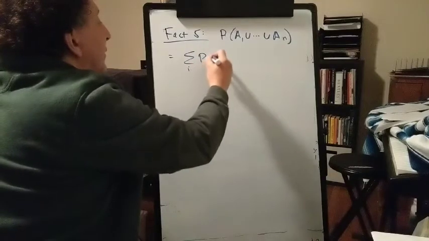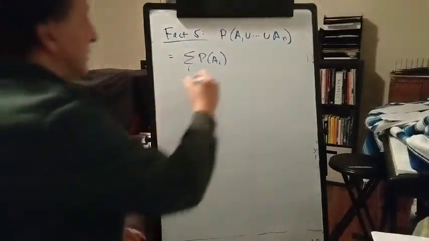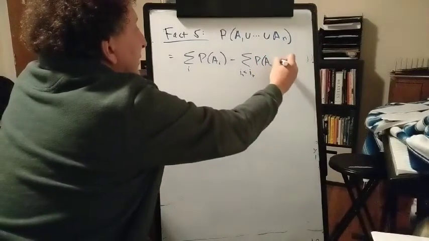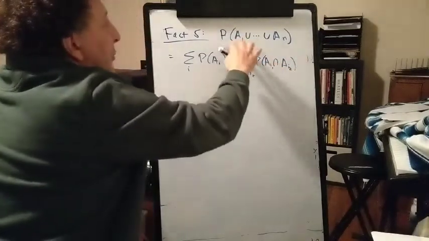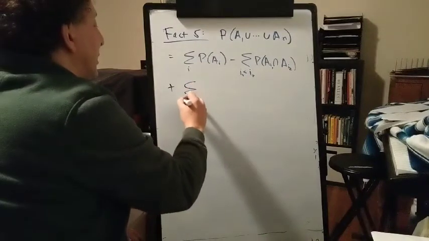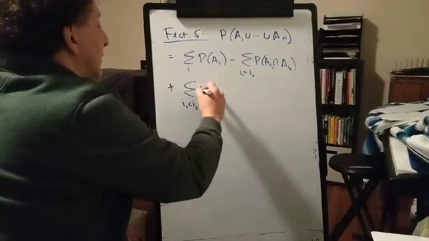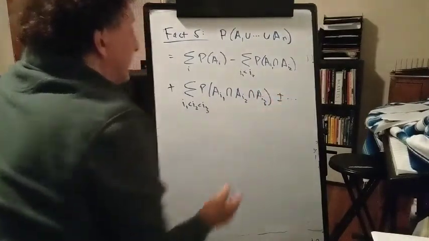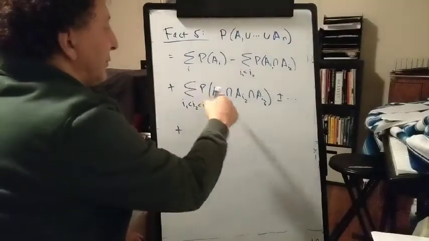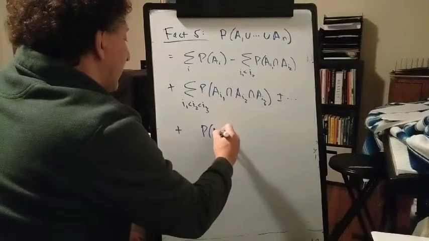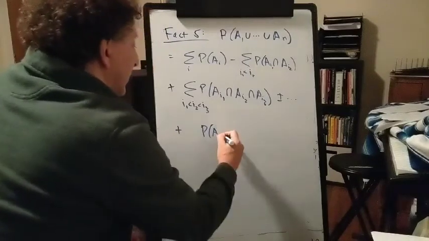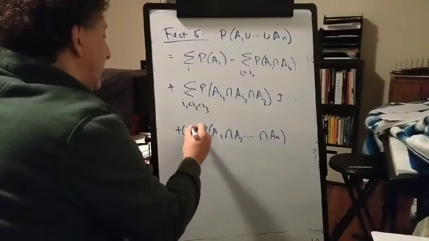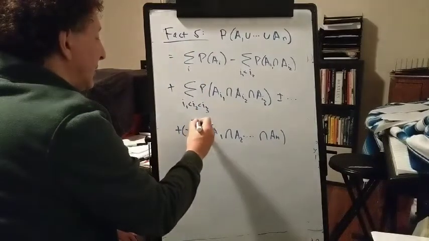This equals the sum of the probabilities of each one of those sets separately minus the sum over all pairs of probability of A_i1 intersect A_i2. So all pairs of these sets here, take the intersection, plus the sum over all triples of indices, probability of A_i1 intersect A_i2 intersect A_i3, etc. And finally, we get to the probability of the intersection of all of these, A1 intersect A2, etc. up to An. And the signs alternate, so we're going to end up with a -1 to the n plus 1 here.